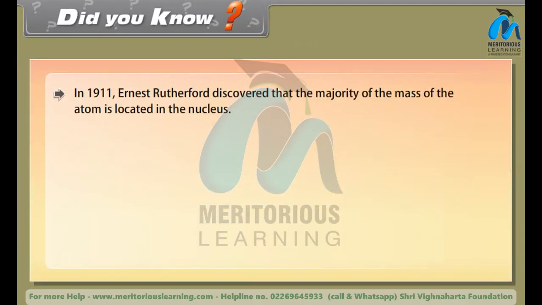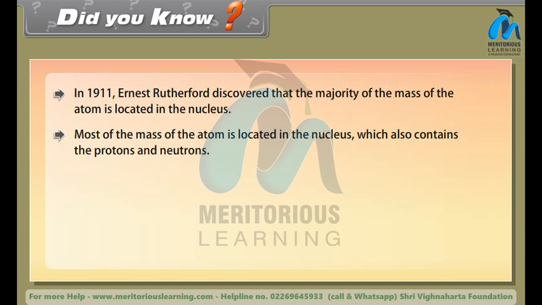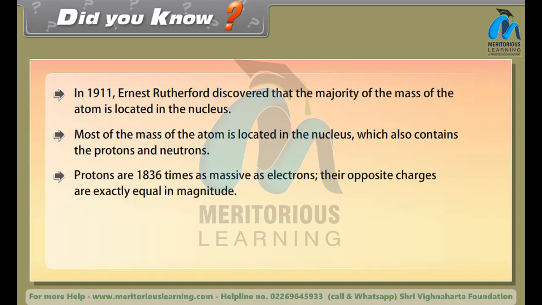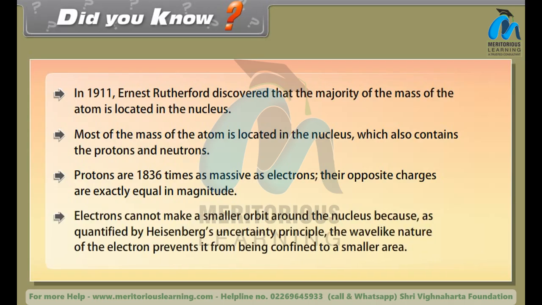Did you know, in 1911, Ernest Rutherford discovered that the majority of the mass of the atom is located in the nucleus. Most of the mass of the atom is located in the nucleus, which also contains the protons and neutrons. Protons are 1836 times as massive as electrons. Their opposite charges are exactly equal in magnitude. Electrons cannot make a smaller orbit around the nucleus because, as quantified by Heisenberg's uncertainty principle, the wave-like nature of the electron prevents it from being confined to a smaller area.